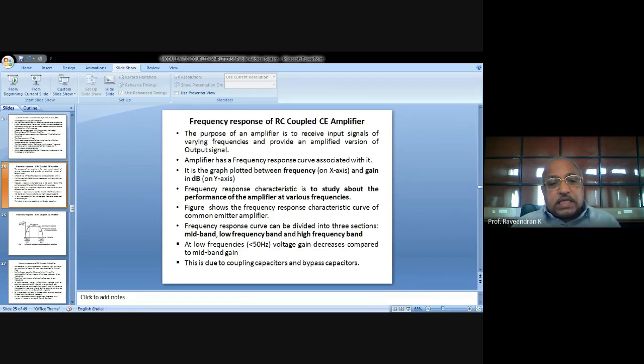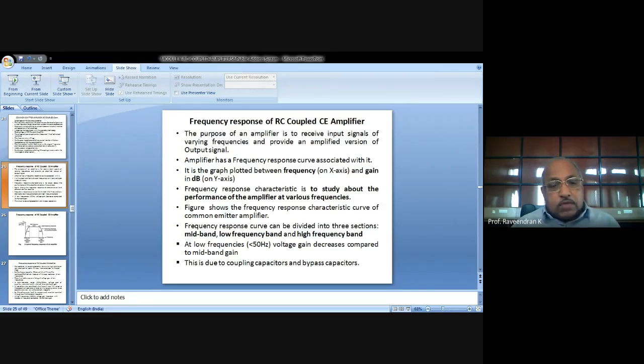If the frequency of the signal is less than 50 Hz, the voltage gain of the amplifier is gradually decreasing compared to the mid-band gain of the amplifier. Mid-band, I told you, is from 20 Hz to 20 kilohertz. Within that range, the gain of the amplifier is almost constant, between frequencies from 50 Hz or 20 Hz to 20 kilohertz.